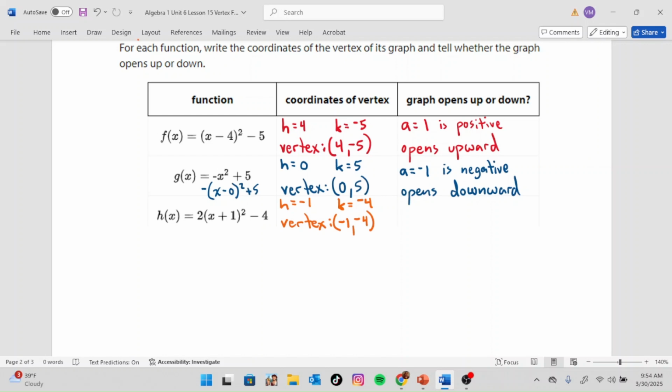If we look, we see that a equals 2, which is positive. And if a is positive, then just like in number 1, this opens upward.